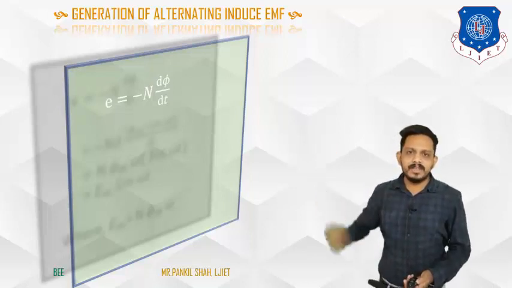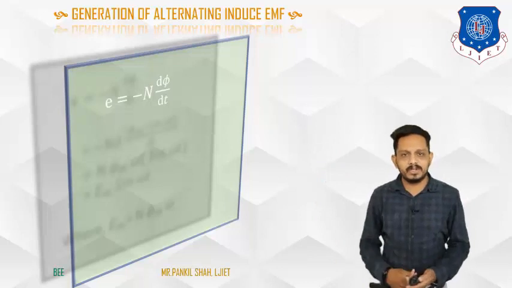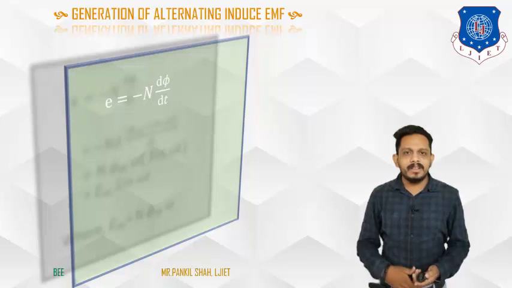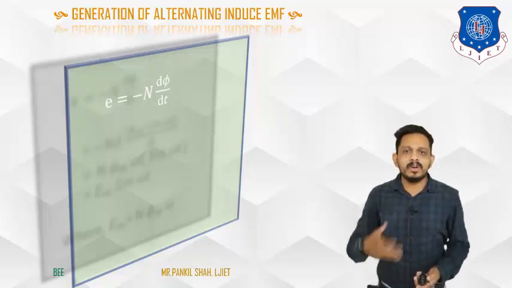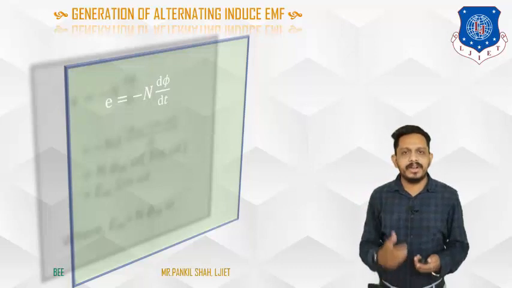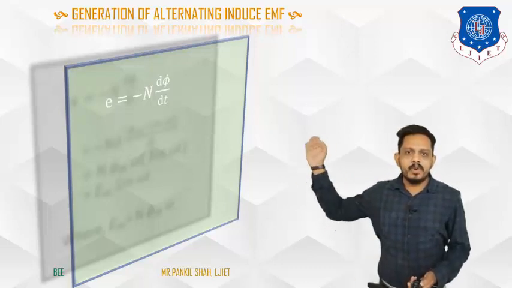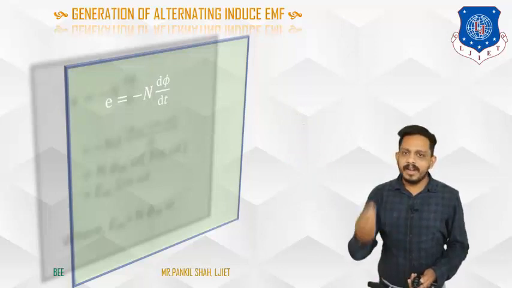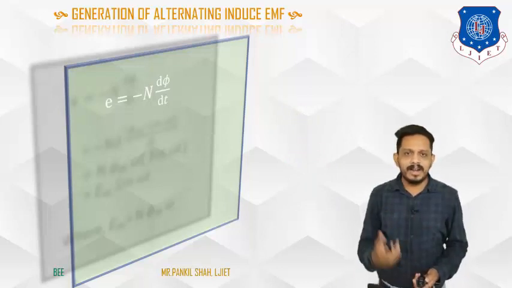And in this equation there is also a negative sign according to Lenz's law, because Lenz's law states that the EMF induced in any coil will oppose the cause that produced it. So there will be a negative sign also. So our equation of generated EMF is E equals minus N d phi by dt. Now we have to derive the equation of EMF. We have to generalize the equation.